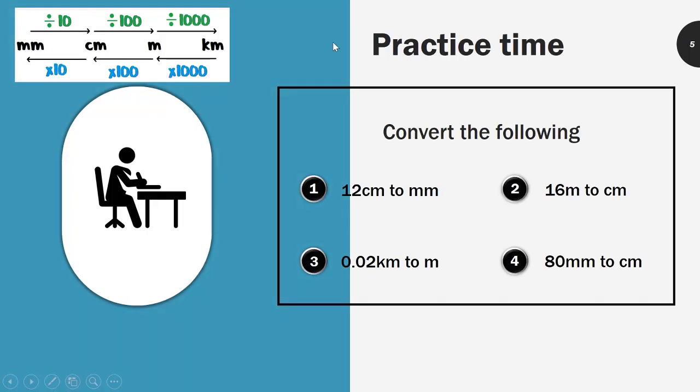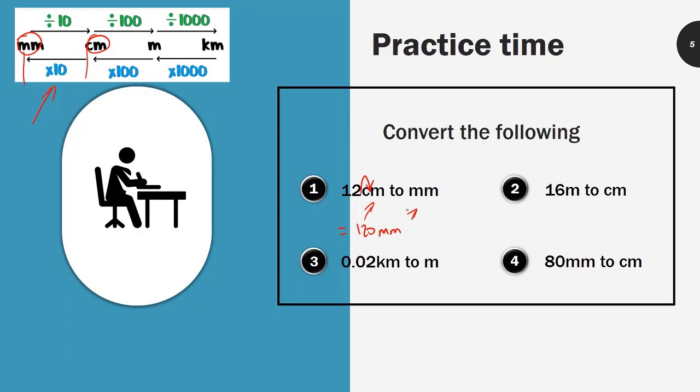Okay, answer time. As promised, there's that little table up the top there for you. And let's get into it. So the first one here, we're going from centimeters to millimeters, which means I need to times by 10. So that means I need to shift my decimal point one place to the right to give me 120 millimeters.